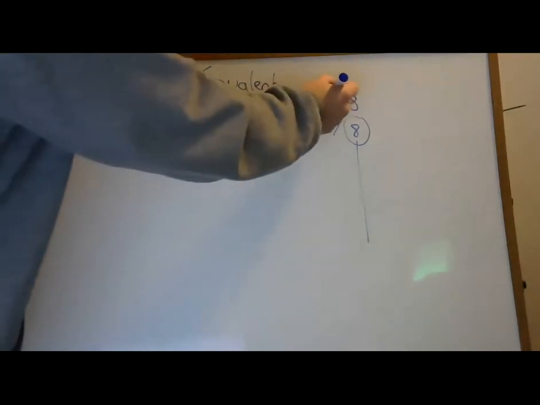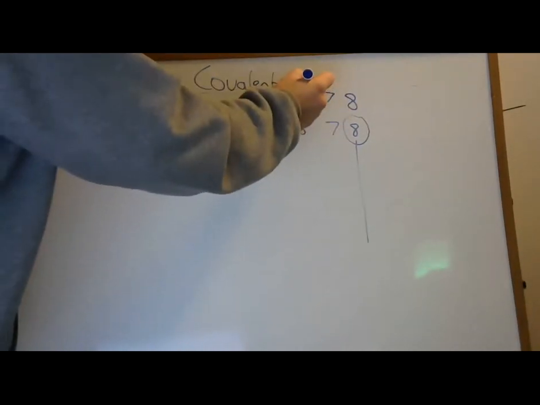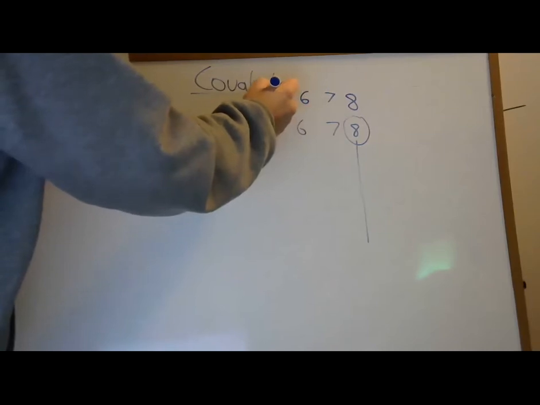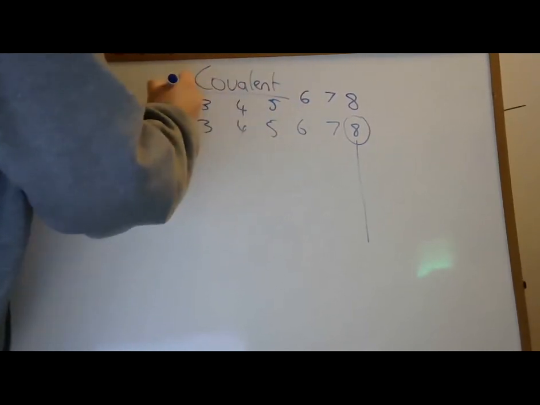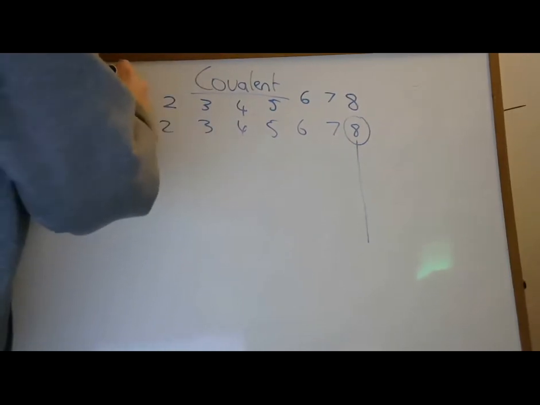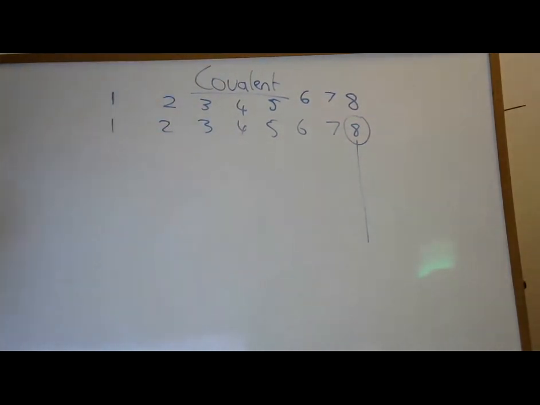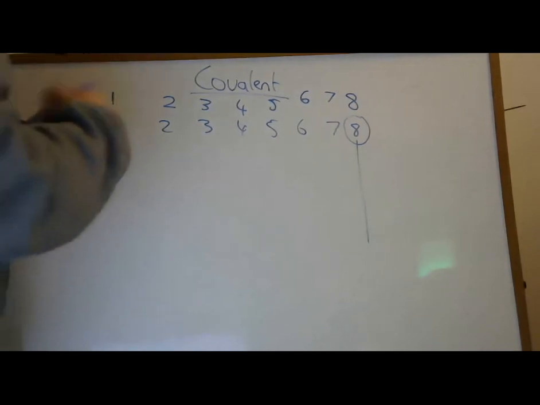Group 7 has 7 valence electrons. Group 6 has 6. Group 5 has 5. Group 4 has 4. 3 has 3. Group 2 has 2. And group 1 has 1. And what they do is they share these outer electrons to achieve this state.